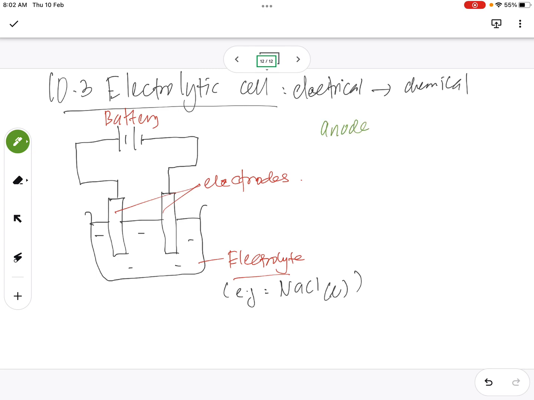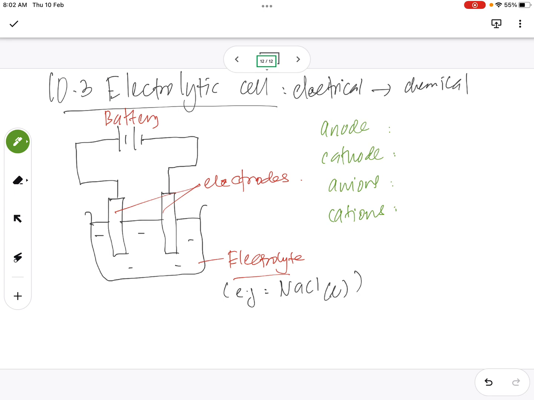So here we have terms that we learned initially under electrochemical cell. First is anode, then we also have cathode, we have anions, and we have cations. Okay, these are the terms that we have to be familiar with for electrolytic cell.